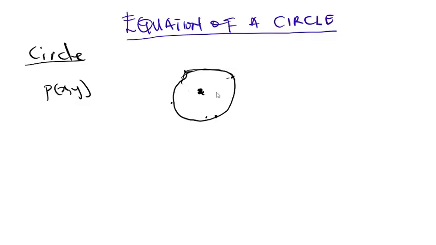So basically, a circle is considered as the locus of a point which moves such that it is at a constant distance from a fixed point. This fixed point is called the center, and this constant distance is called the radius. Now let's dive into the equation of a circle.